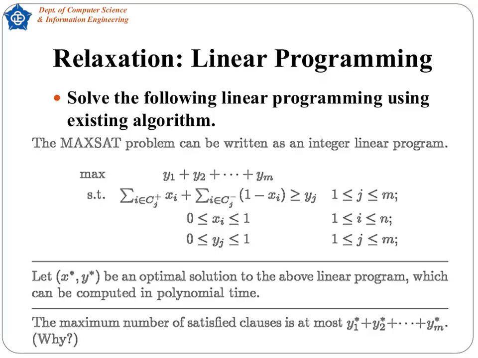If we insisted that x and y be integers, this formulation would exactly capture MaxSAT, but it would be hard to solve. Instead, we drop the integrality constraints and solve the relaxed linear program in polynomial time to obtain an optimal fractional solution, x star, y star. The key insight is that the sum of the fractional y star values gives an upper bound on the maximum number of clauses any Boolean assignment can satisfy. This bound becomes the cornerstone of our approximation analysis.